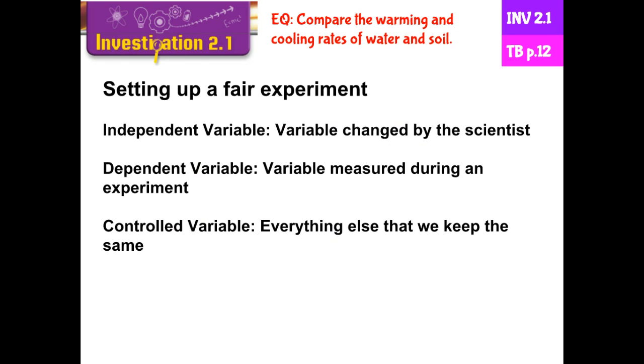A couple notes for you to write down if you get the chance. Independent variables are variables that are changed by the scientist, the item that the scientist is changing. And the dependent variable is the variable measured during an experiment. And then the controlled variable is everything else that we try to keep the same.